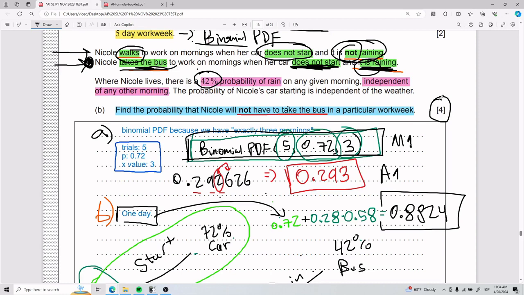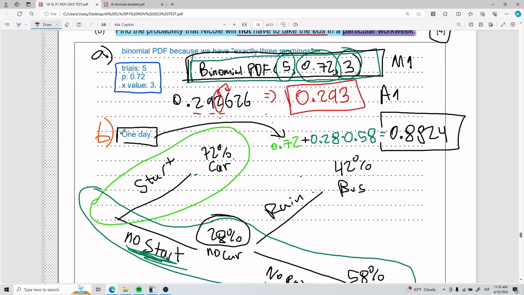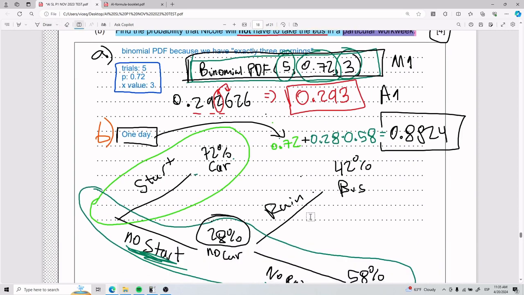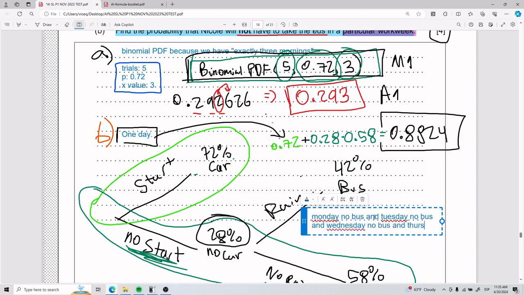Here they tell us to find the probability that Nicole will not have to take the bus in a particular work week. So we just found the probability of just one day, and now we need to extend that to the whole work week. The probability of not having to take the bus in a whole particular work week means that we have Monday, no bus, and Tuesday, no bus, and Wednesday, no bus, and Thursday, no bus, and Friday, no bus.